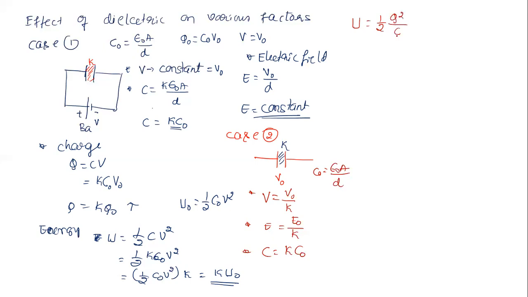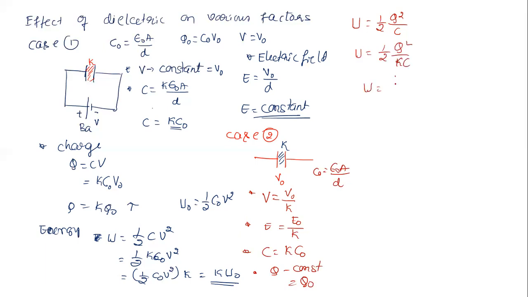Why I'm taking this is because the charge remains constant. Why does it remain constant? Because as you introduce the dielectric, potential decreases and capacity increases. As capacity increases, it can hold more charge, but there is no battery here. Since the battery is not connected, the charges remain the same. As charge remains the same, I should take this equation. So energy becomes 1 by 2 Q square by K times of C.